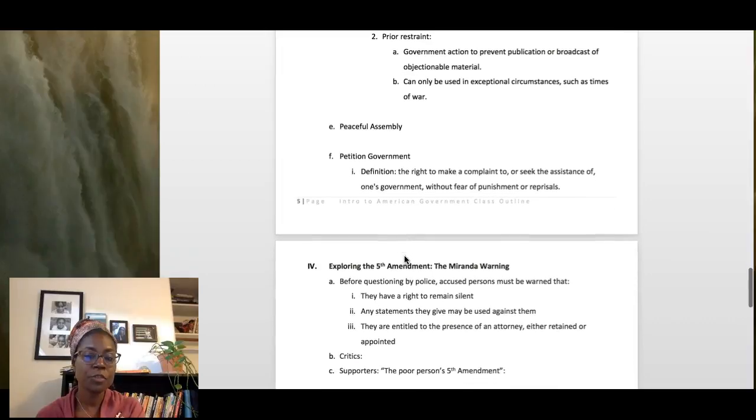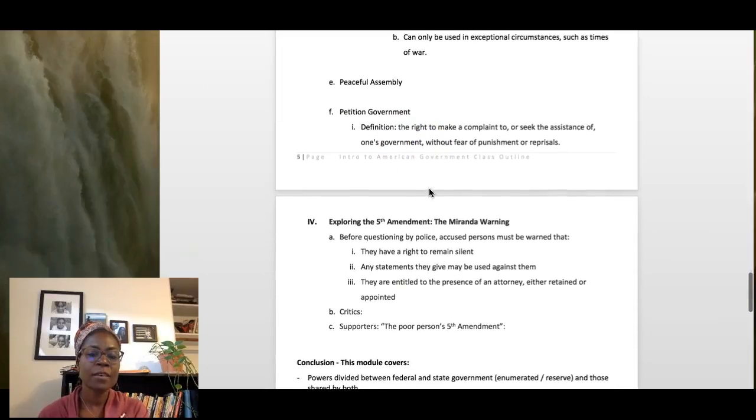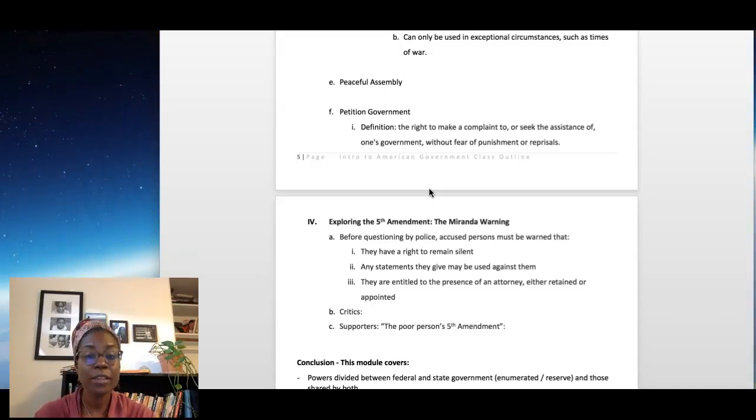Moving on, the freedom to petition government for any redress. That is also covered in the First Amendment. So the freedom to petition government is really defined as the right to either make a complaint to the government, to seek the assistance of the government without fear of punishment or reprisals, which would be kind of like revenge. So individuals or organizations have the right, and it is protected, it is a civil liberty, to make a complaint to the government, to communicate with their government and let them know when they feel that something has been done that is wrong or that is unjust. They also have the right to seek assistance of their government.